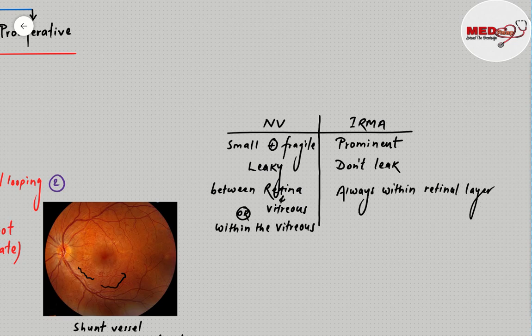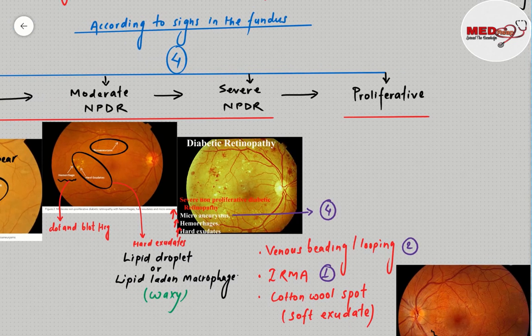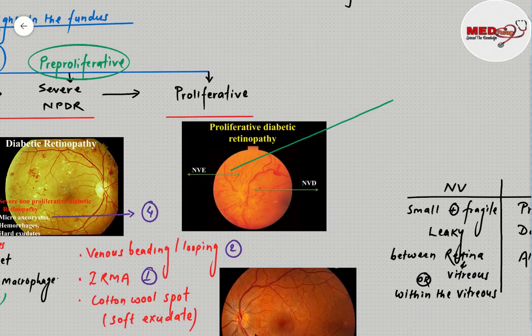retinal layer. Okay, before finishing the severe stage, I want to add a last point, that is, it has high tendency to progress into the proliferative stage. That's why this stage is also known as pre-proliferative stage, and the previous stages are known as background diabetic retinopathy. So let's finally move into the proliferative stage.